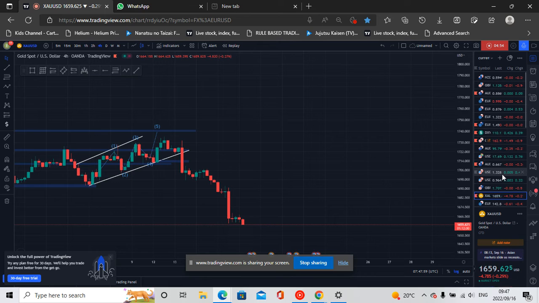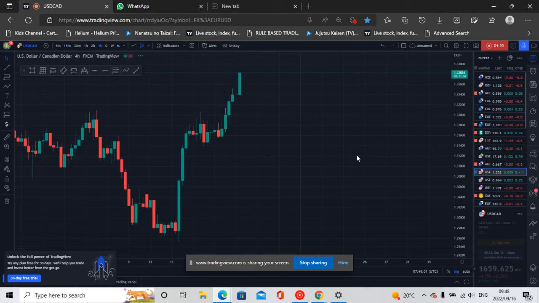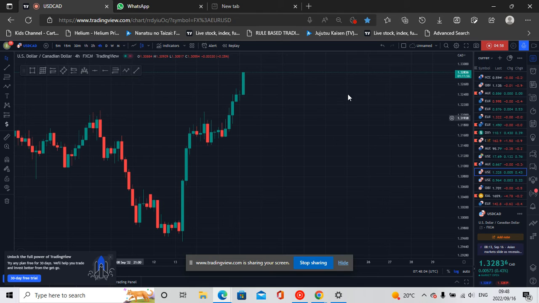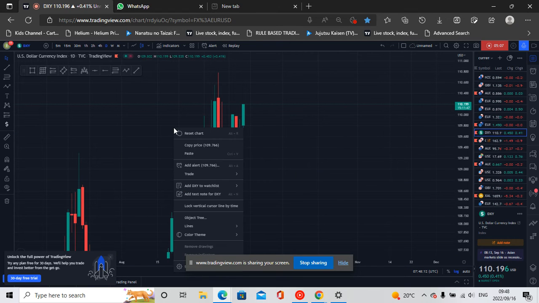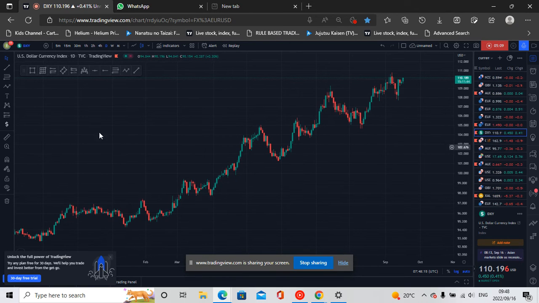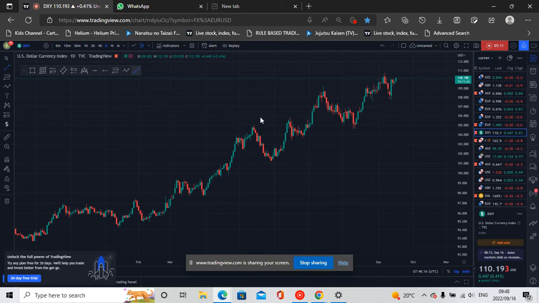This is the corrective movement I'm telling you about: the market corrects and then impulses. And USDCAD is buying, beautiful buys. The dollar index is flying to the upside, guys. I won't analyze them because I just wanted to give you a clear view of how the market moves. We started with an impulse, we corrected. The corrective movement doesn't have to be a bullish or bearish flag, as long as it's corrective and you're able to spot it.